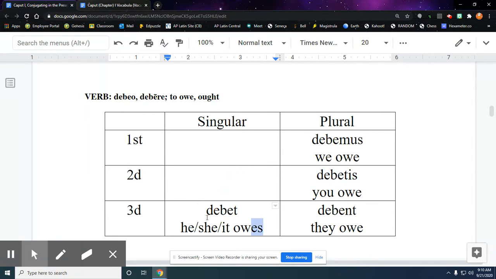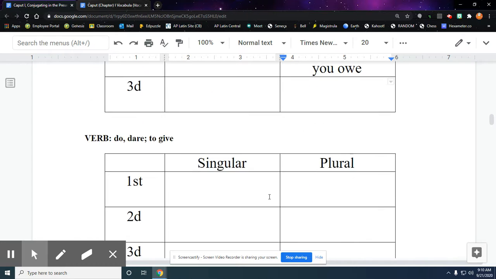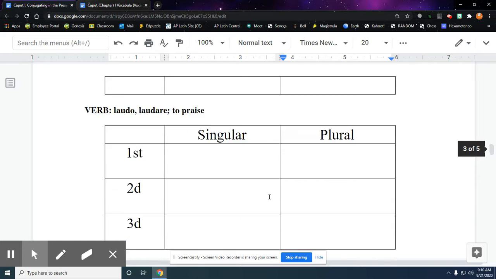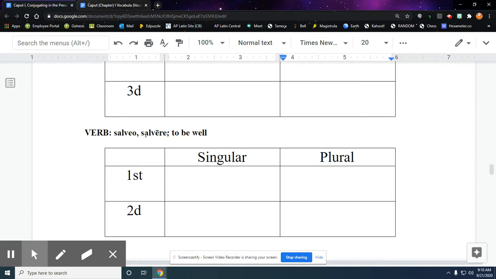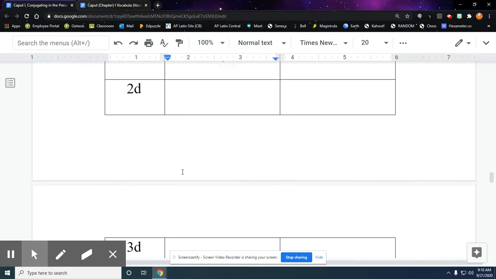All right. Hope you followed along. And you guys will complete these charts. And you've learned how to conjugate a Latin verb in the present tense. One last thing. The verb to be well, this is how you say hello, but in a verb form, you don't say "I hello, you hello." You're going to say, I am well, you are well, he, she, it is well. So a little bit awkward.